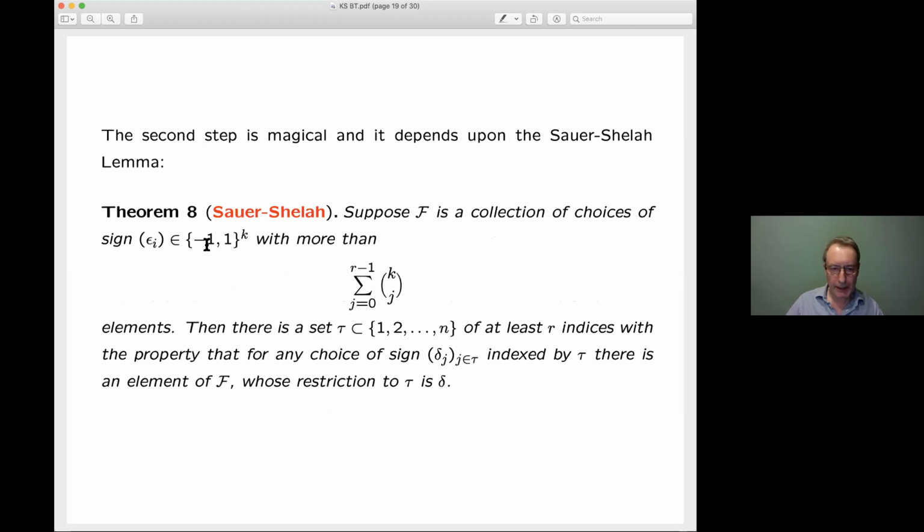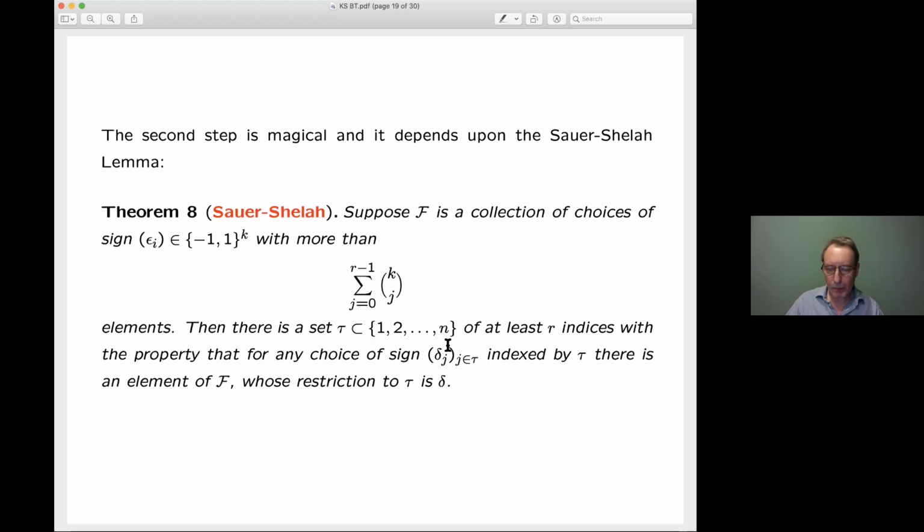But I want to look at this as a collection of choices of sign. And suppose I know that I have quite a few of them, so more than this sum of binomial coefficients. Then the lemma says that you can find a subset of the indices with size at least r, r being this number here, which counts which binomial coefficients you're looking at. And this subset has the property that whatever choice of sign you put on it, so of all the 2 to the size of T choices of sign available on this set of indices, there's an element of the original family whose restriction to T is delta.